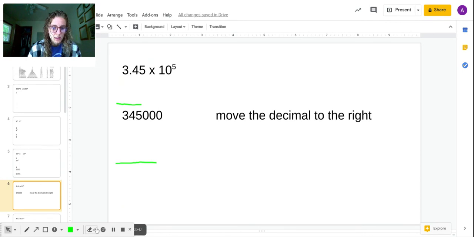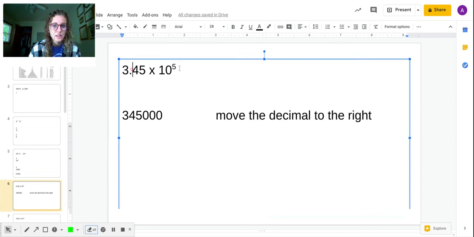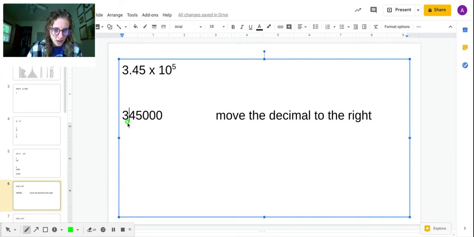If we look at this one, when we take this times this, we're moving the decimal point to the right. It was 3.45, our decimal point was there, and then we moved it over to the right: 1, 2, 3, 4, 5. That's how we move it when we have a positive power. When we have a positive power, we move to the right. When we have a negative power, we're just going to move to the left.